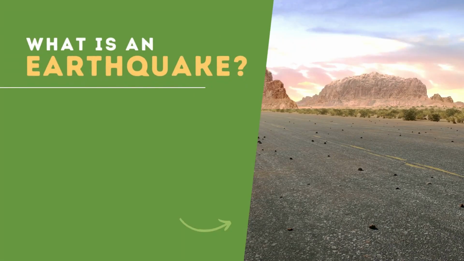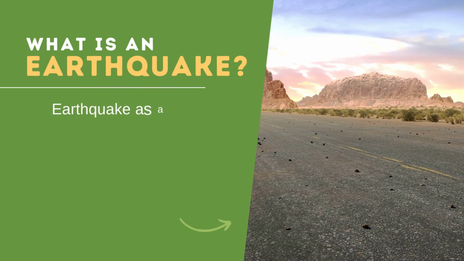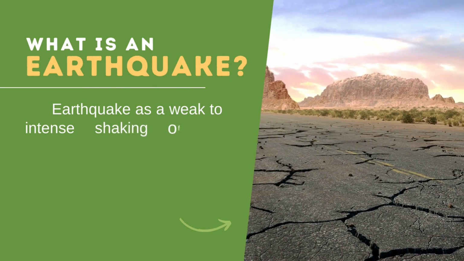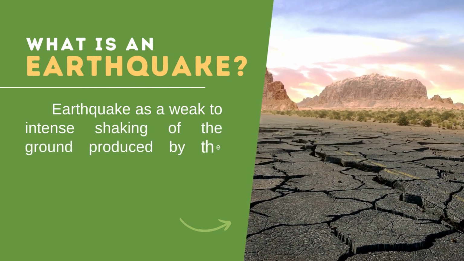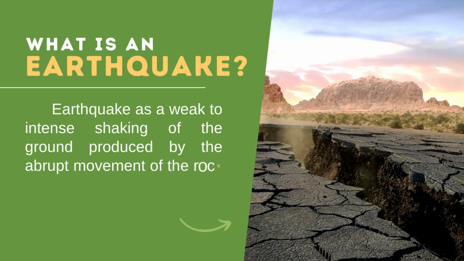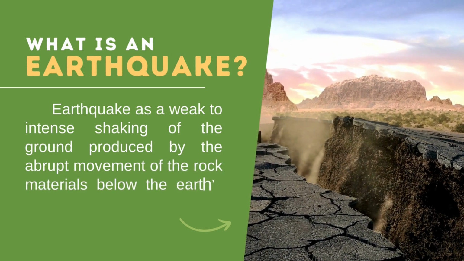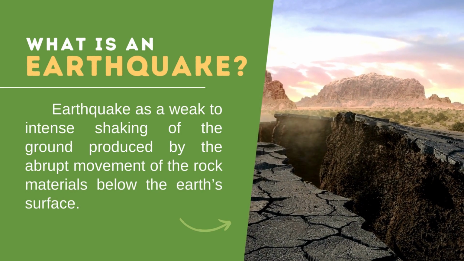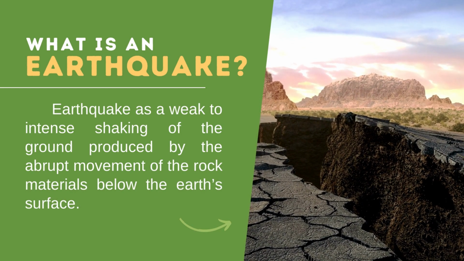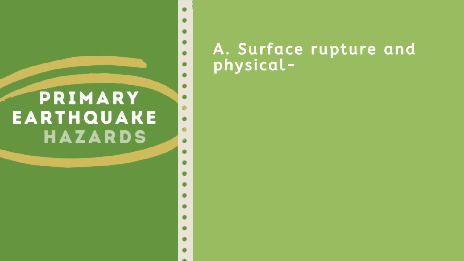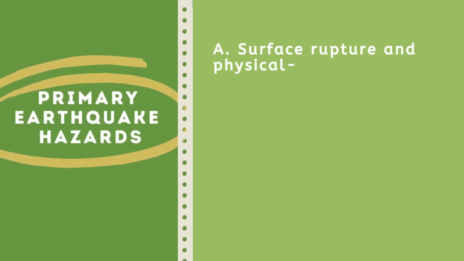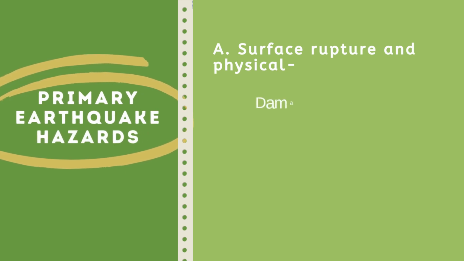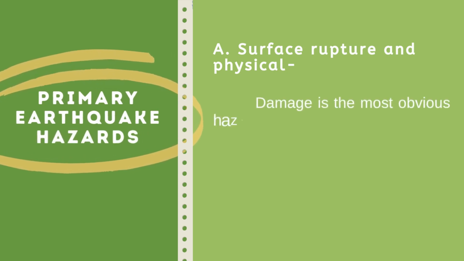Earthquakes happen because of the sudden release of energy below the Earth's surface, whether due to tectonic plate movements or due to volcanic eruption. People define earthquake as a weak to intense shaking of the ground produced by the abrupt movement of the rock materials below the Earth's surface. Here are the primary earthquake hazards. A. Surface rupture and physical damage is the most obvious hazard of an earthquake.